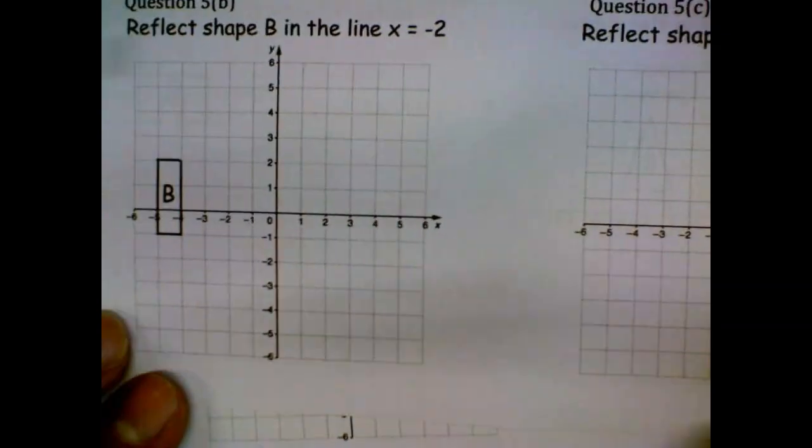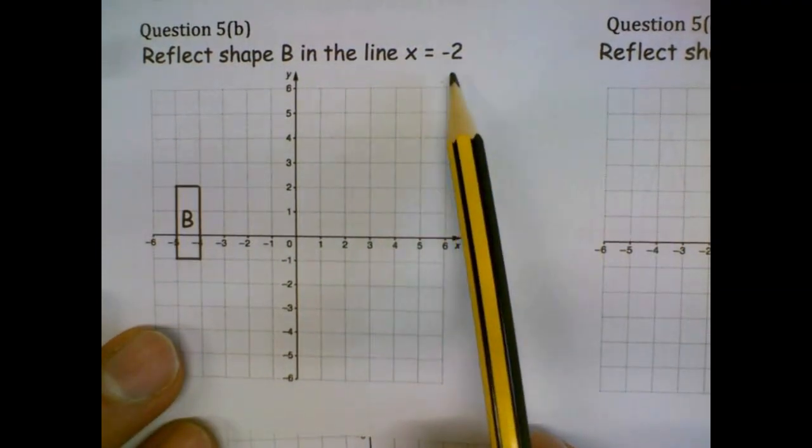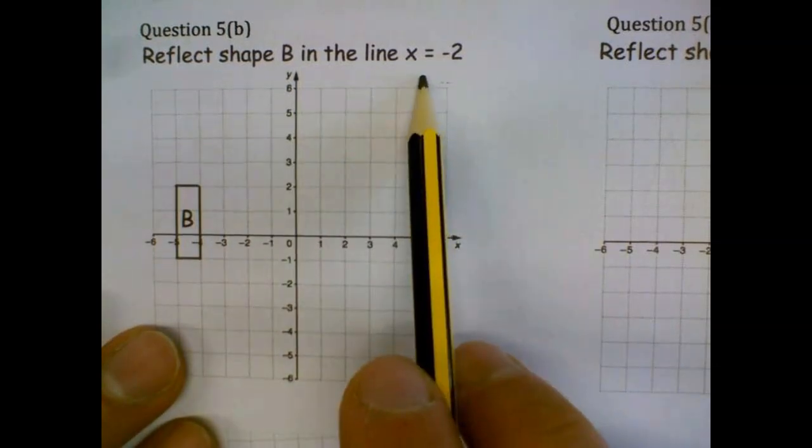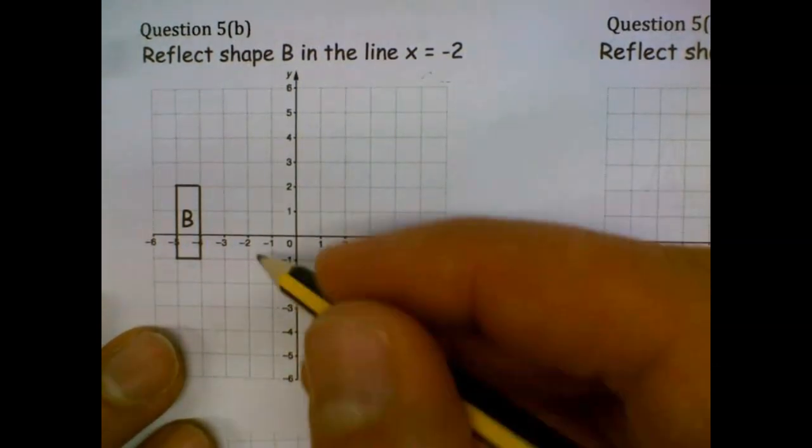Let's have a look at this next one. Reflect shape B in the line y equals -2. So y equals -2. Sorry, so we're looking at the y-axis, remember?